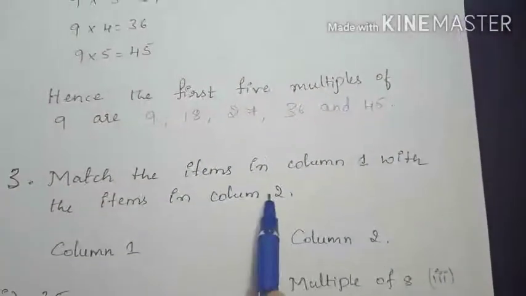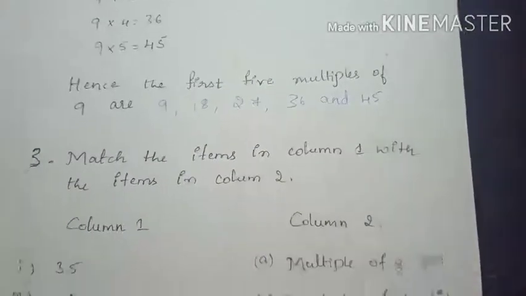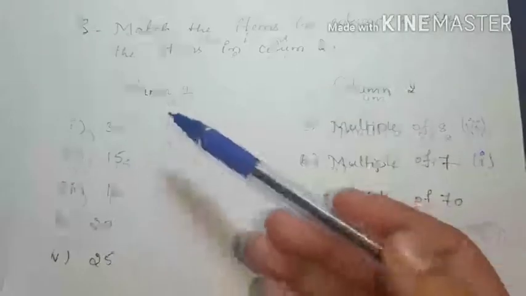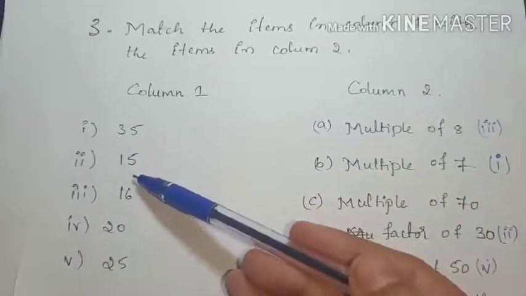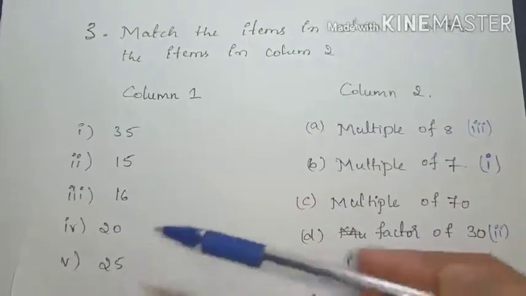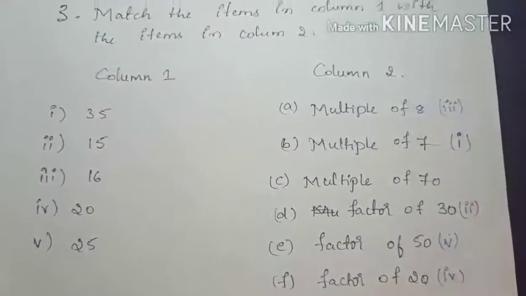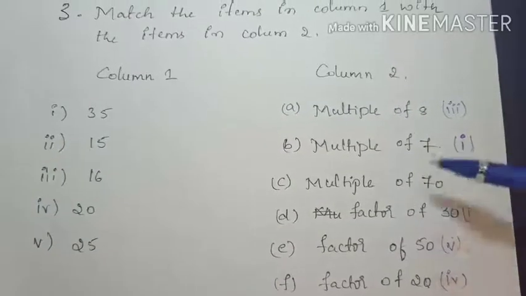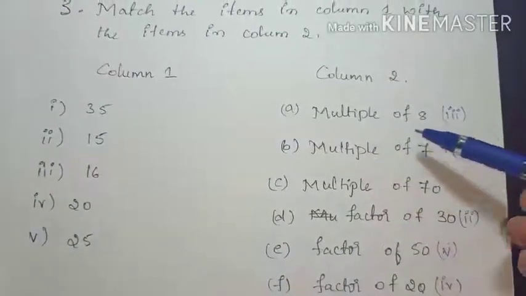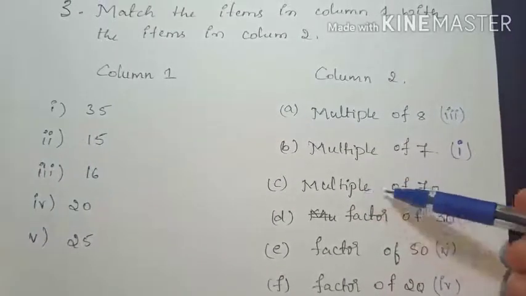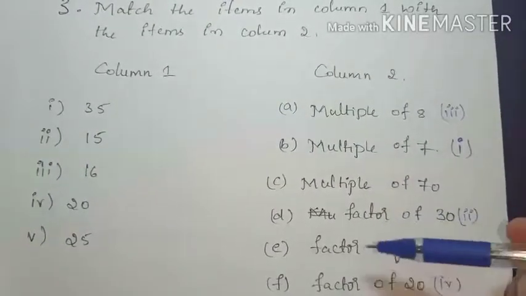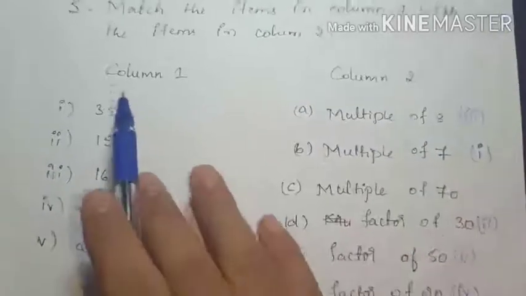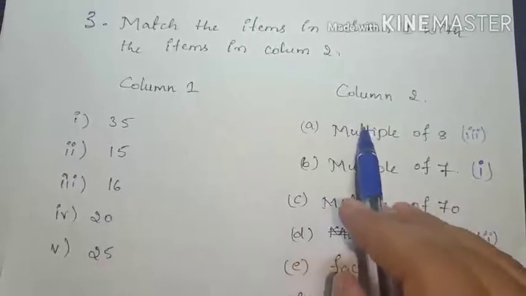Match the items in column 1 with the items in column 2. First go through column 1 and column 2 carefully. Column 1 has 35, 15, 16, 20, 25. In column 2, they have given the answers in improper order: multiple of 8, multiple of 7, multiple of 70, factor of 30, factor of 50 and factor of 20. So for 35, choose the right option.